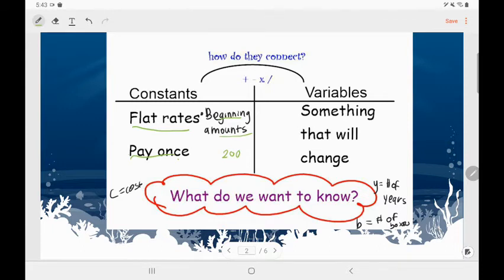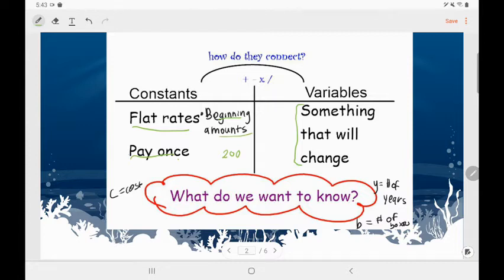The next thing that we're going to look for is variables. Now, by variables, I mean what is changing over time. Is the number of boxes I'm buying changing? Is the population changing? And by how much?